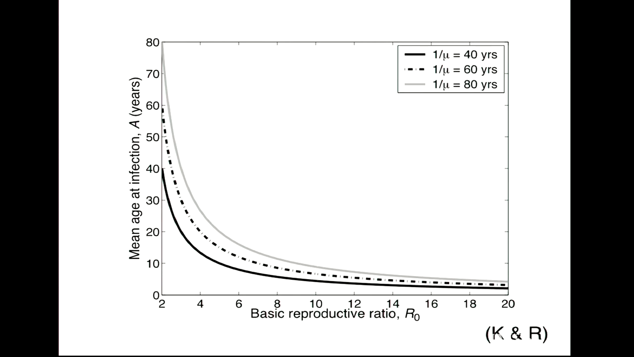So from here, you can read off the value of the reproductive ratio that corresponds to a particular death rate, given the mean age of infection within a population. Okay. So these are all clever ways of looking at population-based data to try and extract numbers that are relevant. In this case, the number R naught.